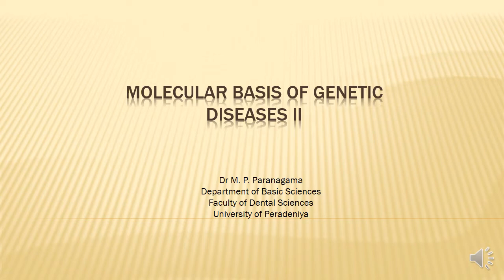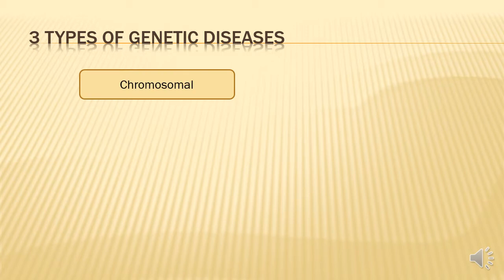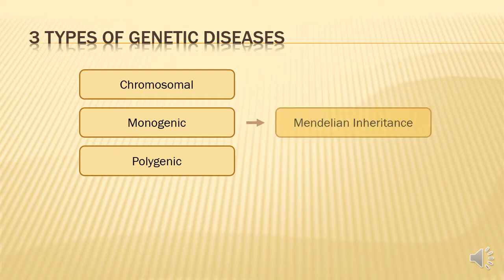Today, let's continue our lesson on molecular basis of genetic diseases. The other day, we discussed three major types of genetic diseases. Can you remember them? They are the chromosomal diseases, monogenic diseases and polygenic diseases. Among these genetic diseases, most of the monogenic diseases are inherited according to the principles of Mendelian inheritance.